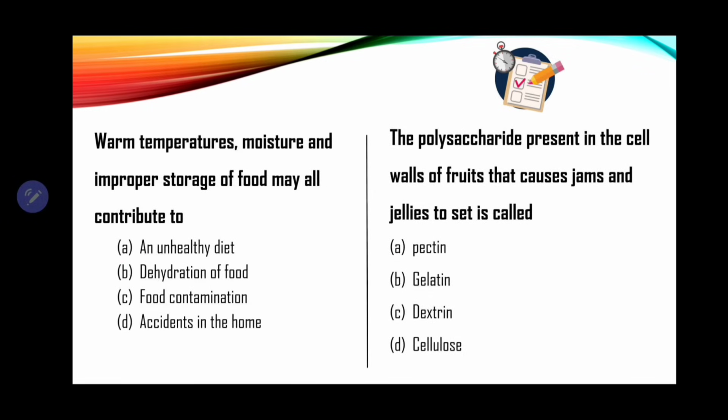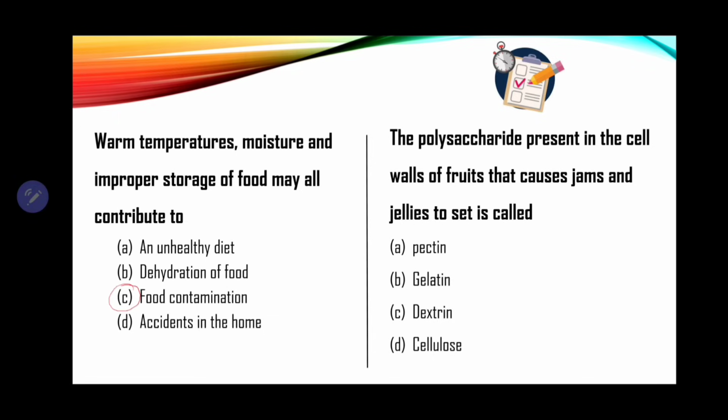Warm temperatures, moisture, and improper storage of food may all contribute to A, an unhealthy diet, B, dehydration of food, C, food contamination, and D, accidents in the home. Now, the correct response here: warm temperature, moisture, and improper storage may all contribute to food contamination because they provide the ideal atmosphere or environment for microorganisms to reproduce. Good. So the answer there is C, which is food contamination.